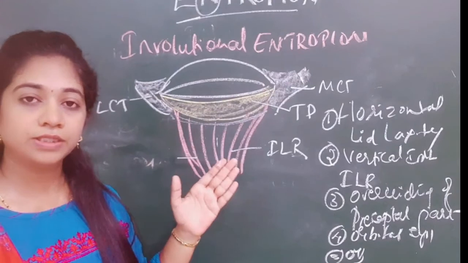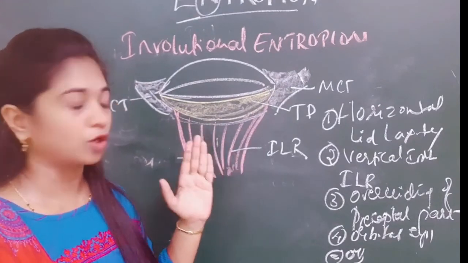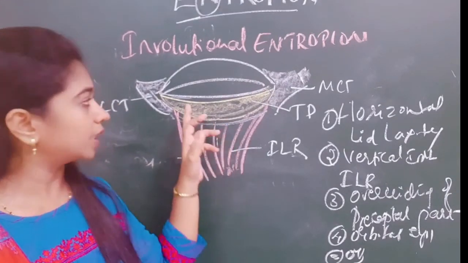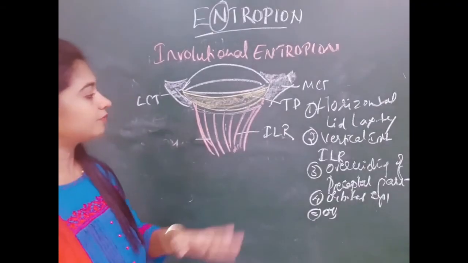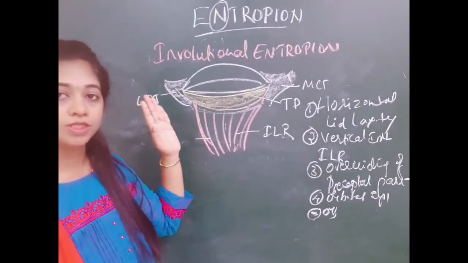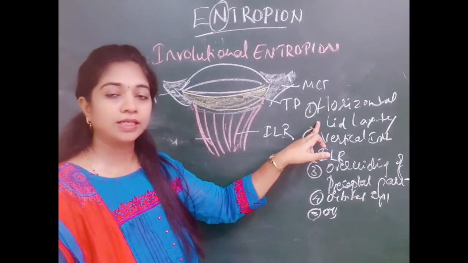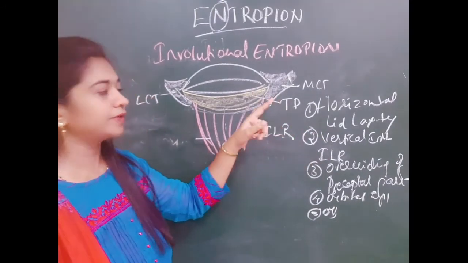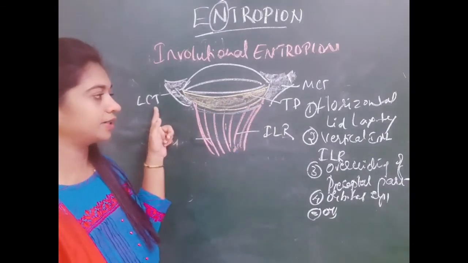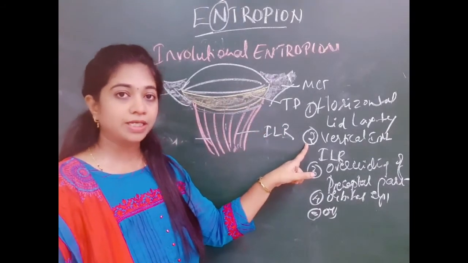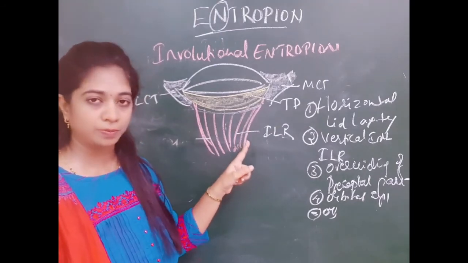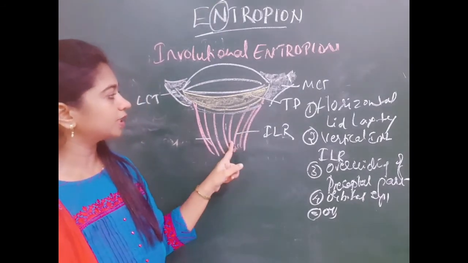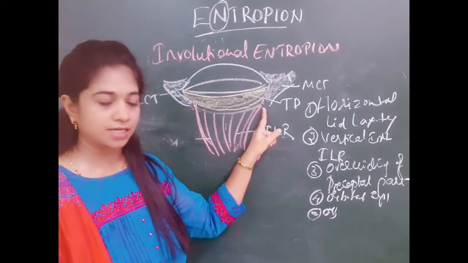Because of the involutional changes, there can be atrophy of the orbital fat, thereby the support to the eyelid is lost to some extent, leading to entropion. These are the 5 mechanisms which will lead to involutional entropion. The first is the horizontal lid laxity because of the weak medial canthal tendon and the lateral canthal tendon. Second is vertical instability because of the weak inferior lid retractors, that is capsulopalpebral fascia, which can be weak or there can be complete dehiscence from the tarsal plate.